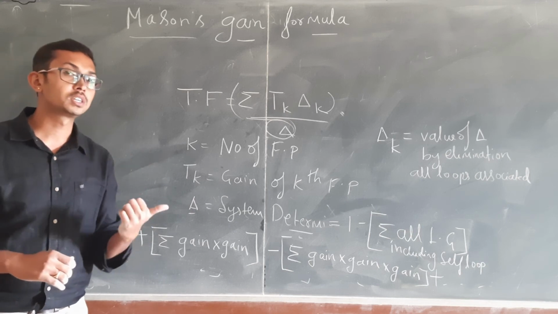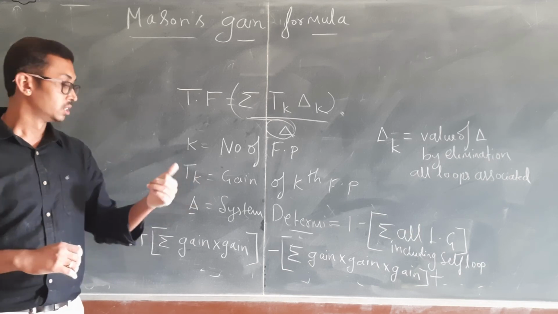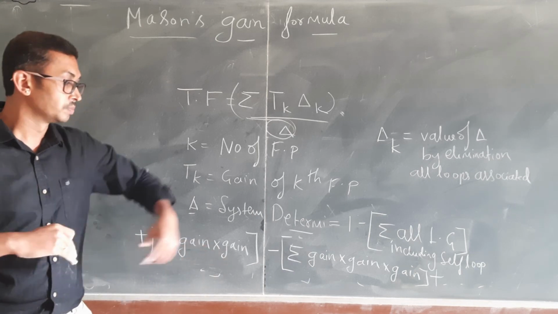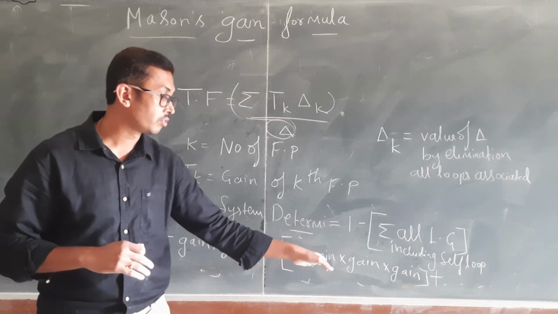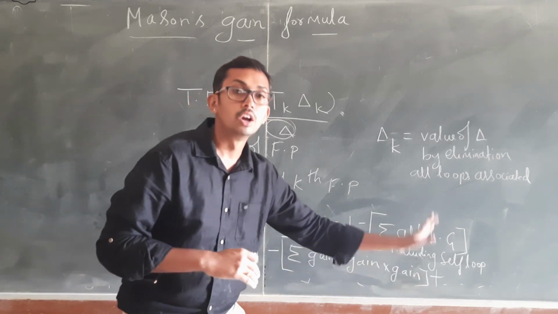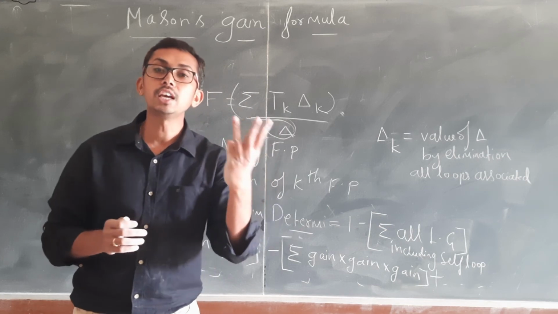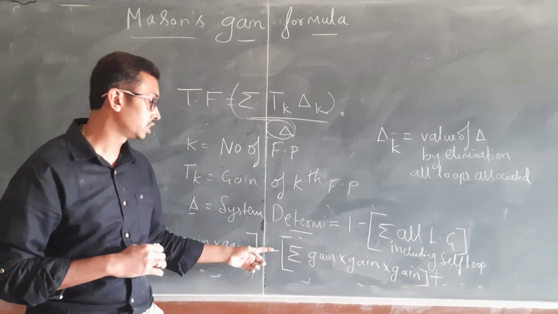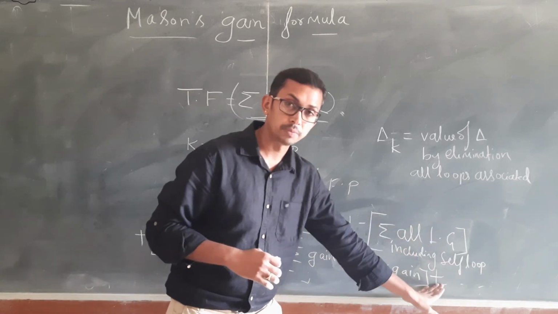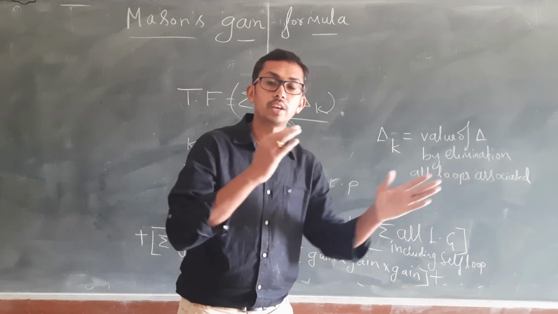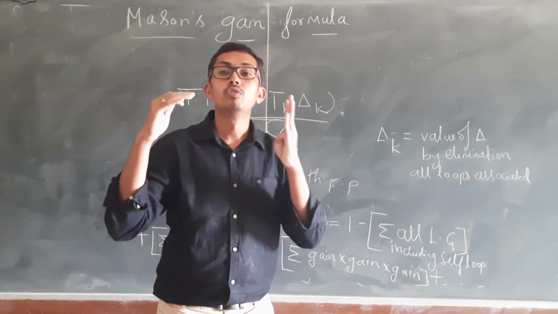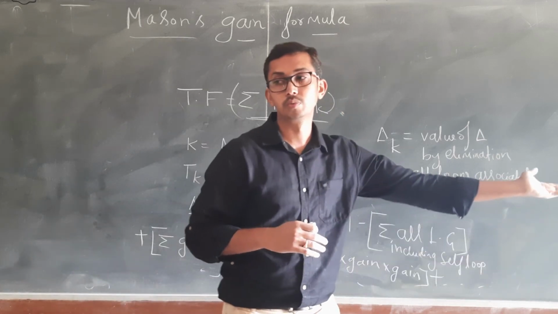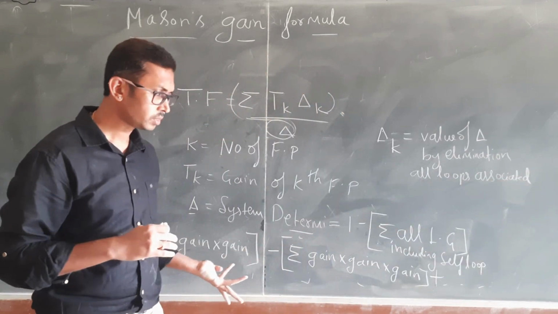plus summation of gain into gain, the product of 2 non-touching loops. We already discussed the meaning of non-touching loops. Minus summation of gain into gain of the product of 3 non-touching loops, combination of 3 non-touching loops. Next here it is minus, next it will be plus: summation of gain into gain of 4 non-touching loops. Like that, the formula is going to continue.